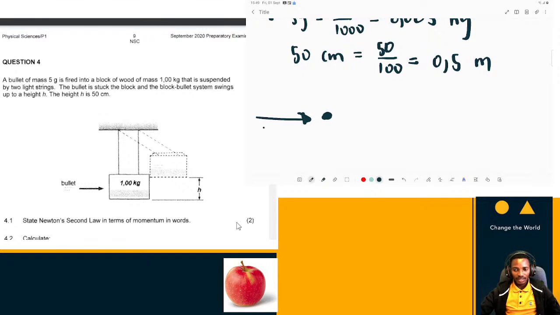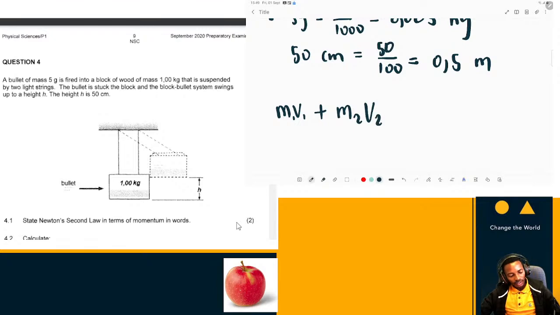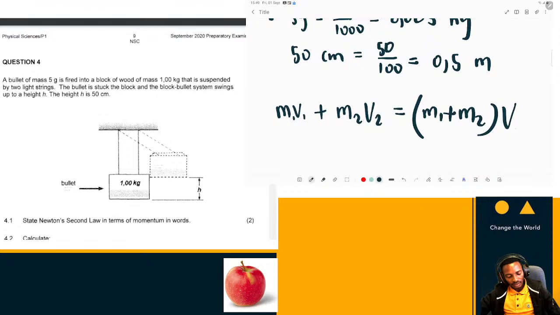So in other words, the mass of the wooden block and that of the bullet will combine, and the two of them will have one velocity, because there will be one system. If we formulate this mathematically, this is the momentum of the bullet initially plus the momentum of the wooden block initially before the collision. This will be equal to (m1 plus m2) times velocity final.